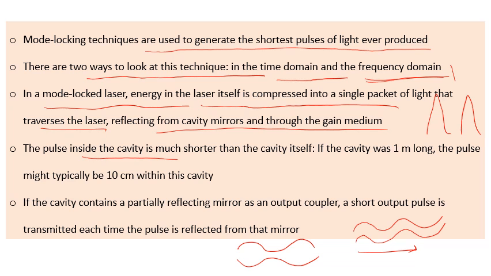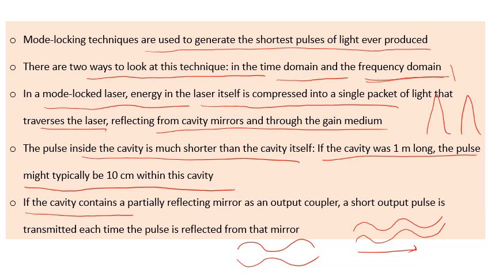The pulse inside the cavity is much shorter than the cavity itself. Definitely, if the cavity is 1 meter long, or you can say half a meter, it doesn't mean that the pulse of the laser will have the same length. No, the pulse is always much less than the length of the cavity. So this is what I explained here. If the cavity was 1 meter long, the pulse might typically be 10 centimeters within this cavity. There are certain calculations used for this purpose.